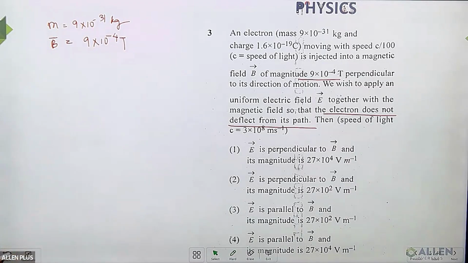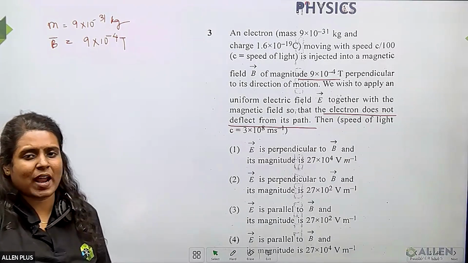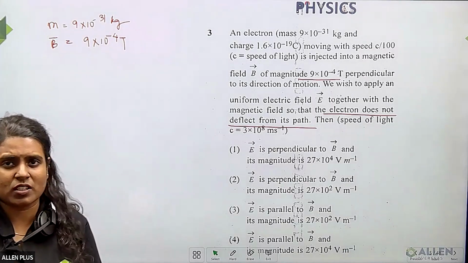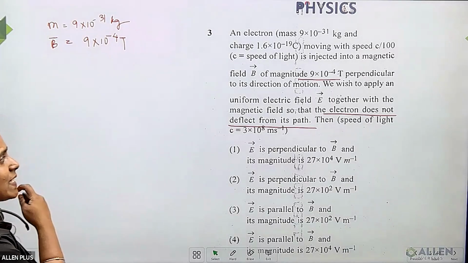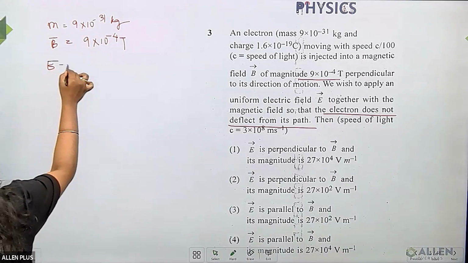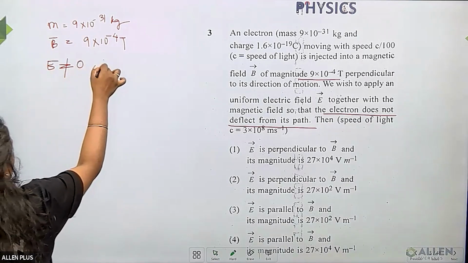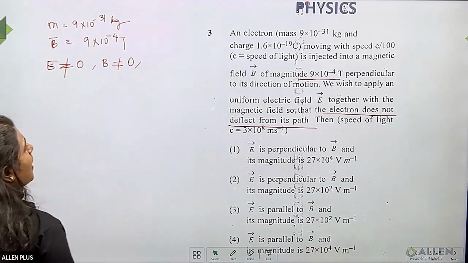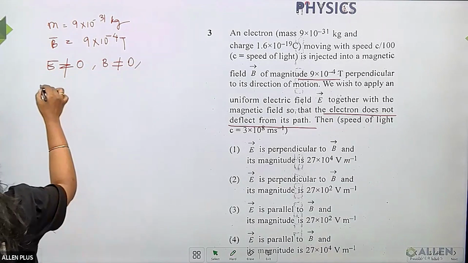Now, the electric field should not be equal to 0 and the magnetic field should not be equal to 0, and the particle should also not undergo any sort of deflection. So in this particular case, where E is not equal to 0 and B is not equal to 0, in which condition will the particle not have any deflection?